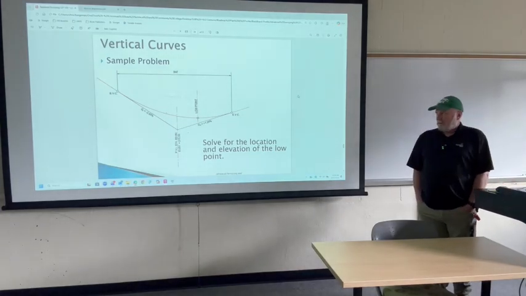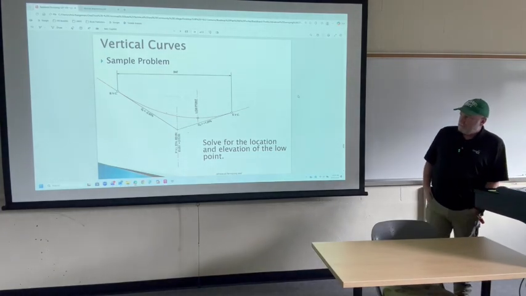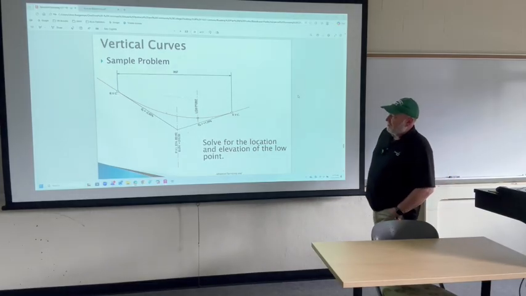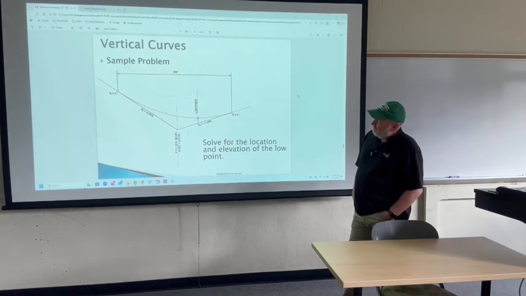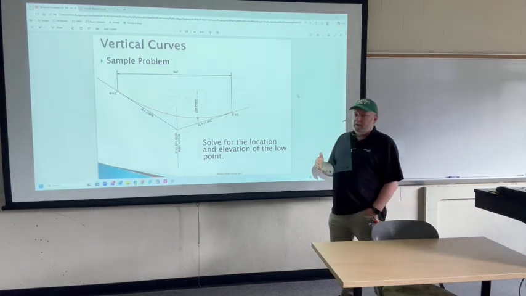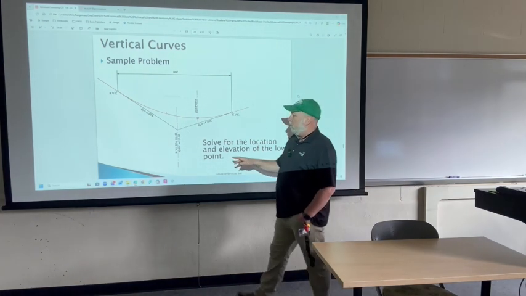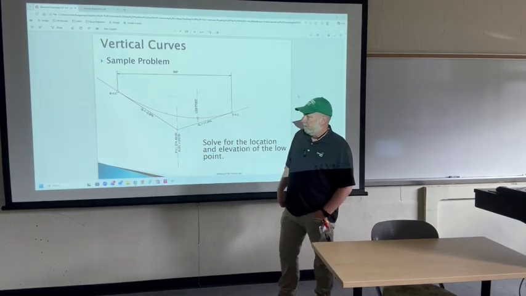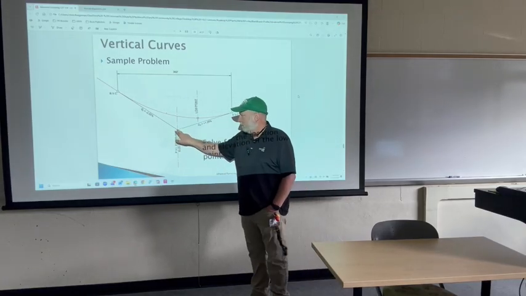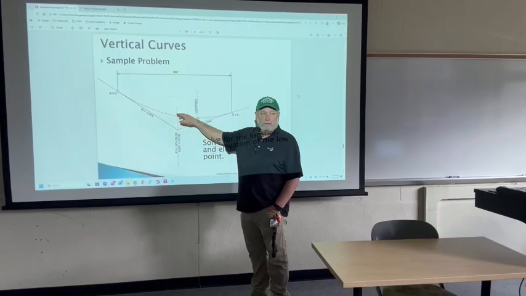I'm not going to go through the math and solve this. However, here would be a sample problem. Solve for the location and elevation of the low point. So here is an example. This is something you would see on a set of roadway plans. You would have the PVI station and the elevation. That is the elevation of this point, not on the proposed.